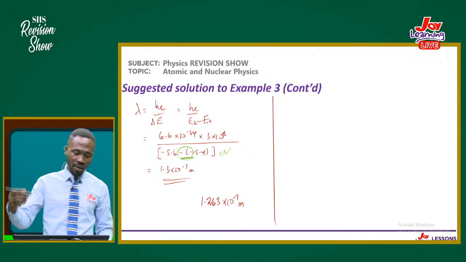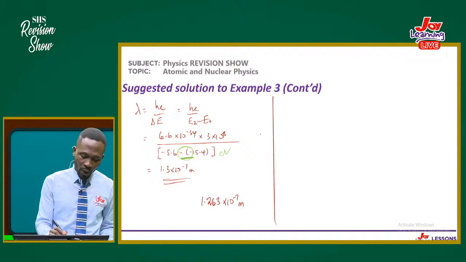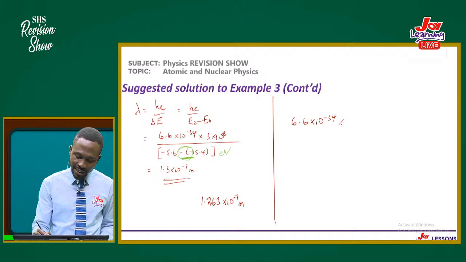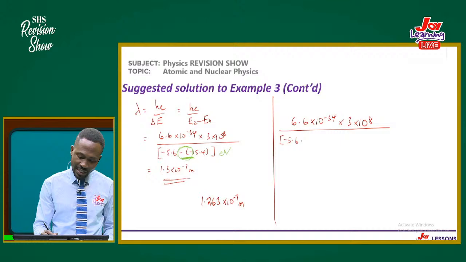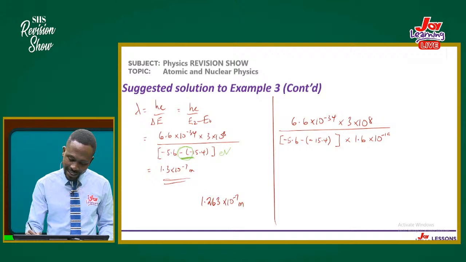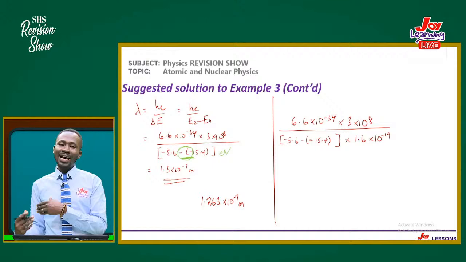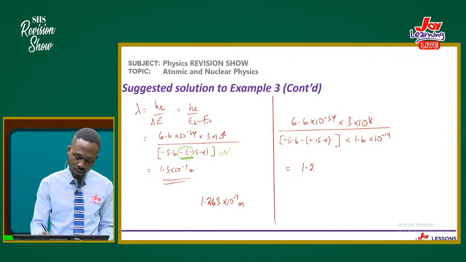So I was just about going there, that the energies have been given to us in electron volts. So from what we have here, 6.6 times 10 to the power minus 34 times 3 times 10 to the power 8, all over the change in energy, we have bigger brackets, minus 5.6, minus into brackets, minus 15.4. Now, when you evaluate this, just multiply it by 1.6 times 10 to the power minus 19. So when you do that right at the onset, your final answer will be in joules. And that will give us what Osman gave us, 1.263 times 10 to the power minus 7 meters.